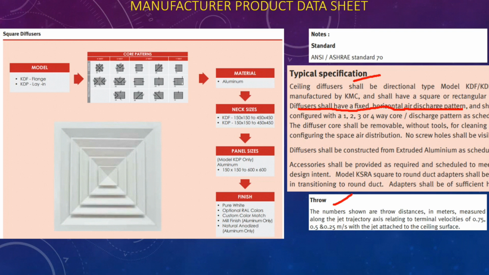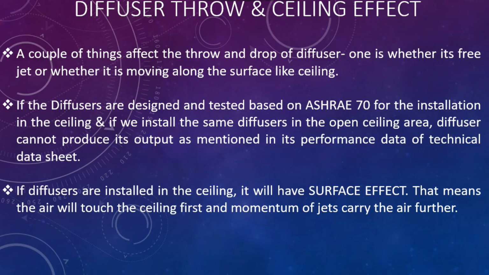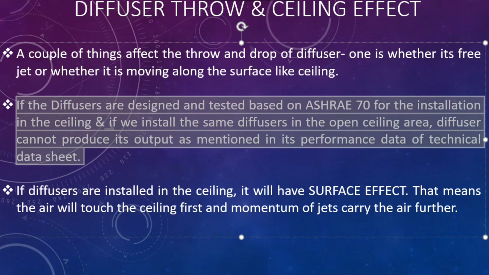So like you see in this typical specification, they have mentioned that diffusers shall have a fixed horizontal air discharge pattern, and also you can see the throw. They have mentioned that terminal velocity is 0.75, 0.5 and 0.25. These are the important points we have to look at before selecting diffusers. The problem here is, if the diffusers are designed and tested based on ASHRAE 70 for installation in a ceiling, and we install the same diffuser in an open ceiling area, the diffuser cannot produce its output as mentioned in the performance data of the technical data sheet.